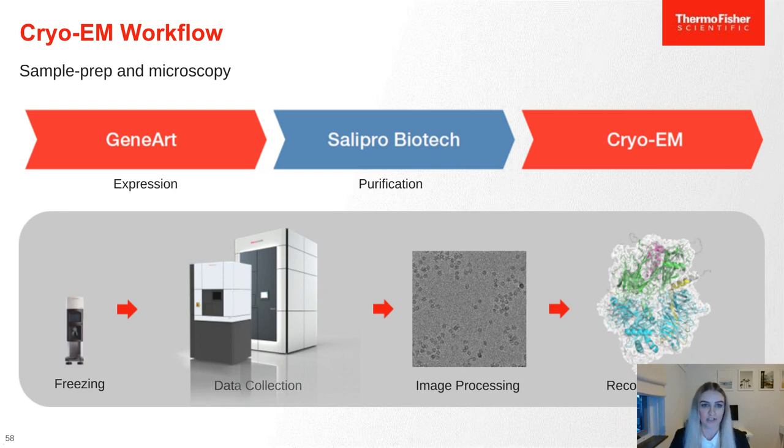So there are 4 major steps in this workflow. First, the samples need to be plunge frozen to make a really thin layer of particles in vitreous ice. And then we want to screen these samples and collect data on a transmission electron microscope. And then we end up with a stack of raw images. And then in these raw images, we want to take particles, extract them, classify them, and take the best stack of particles forward to reconstruct a 3D volume.